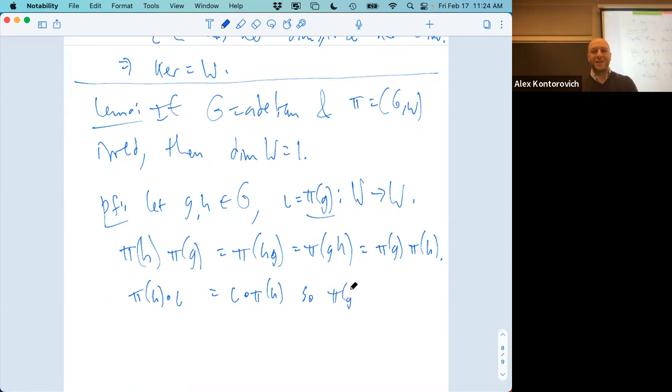So pi G intertwines, for any fixed G, pi G intertwines W with itself, or pi with itself. But Schur tells us then pi g is just multiplication by some constant depending on g, some constant depending on g times the identity.